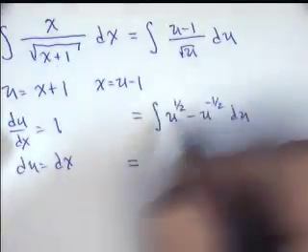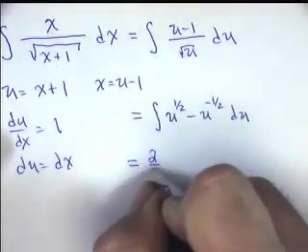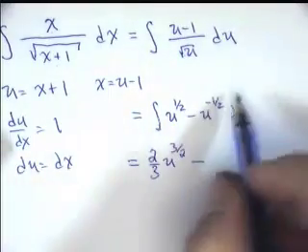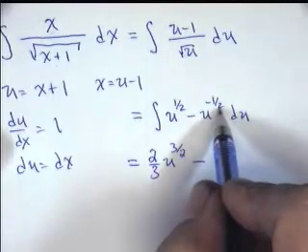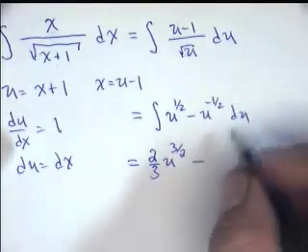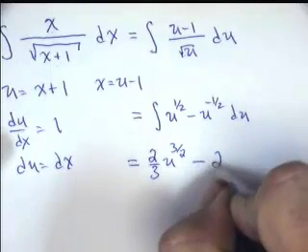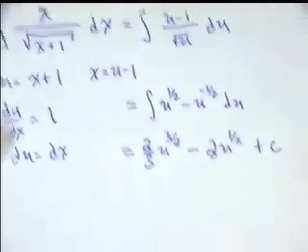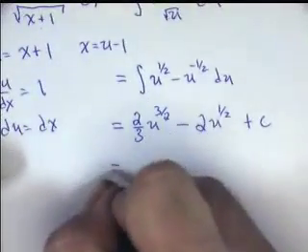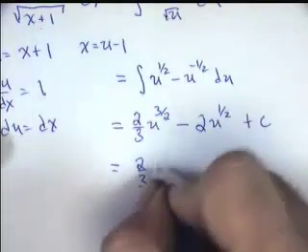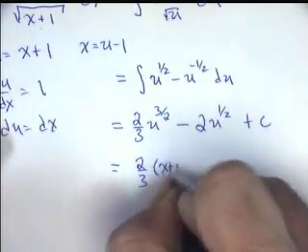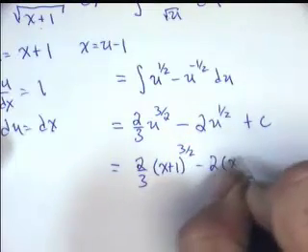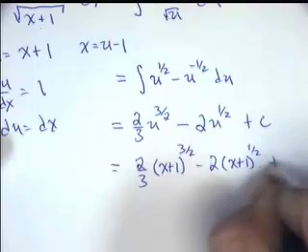U to the 1/2 plus 1 is 3/2, so we've got 2/3 u to the 3/2 minus u to the negative 1/2 plus 1. Let's see, negative 1/2 plus 1 is positive 1/2. So we have 2 u to the 1/2 plus a constant. And then we substitute back in, and we have 2/3 of x plus 1 to the 3/2 minus 2 times x plus 1 to the 1/2 plus a constant.